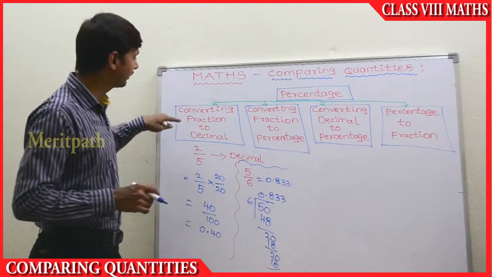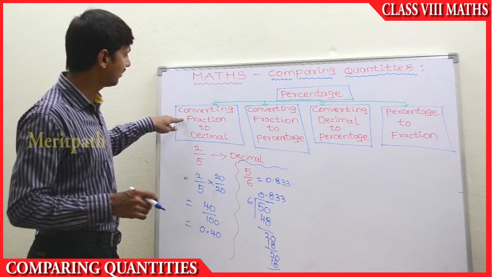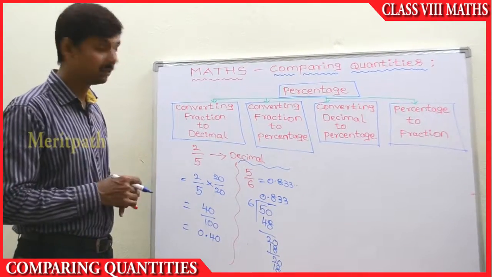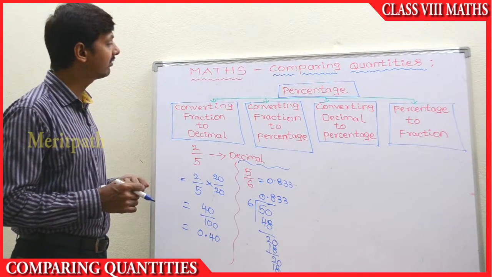In this form, we change this fraction, we convert this fraction to the decimal. This is the concept about changing the fraction to decimal. So let's go to the next one, that is converting fraction to percentage.